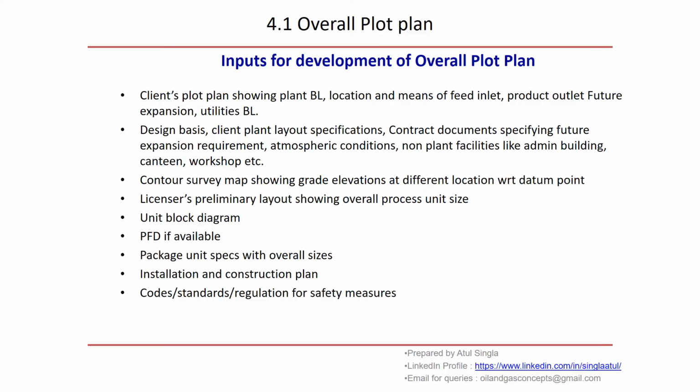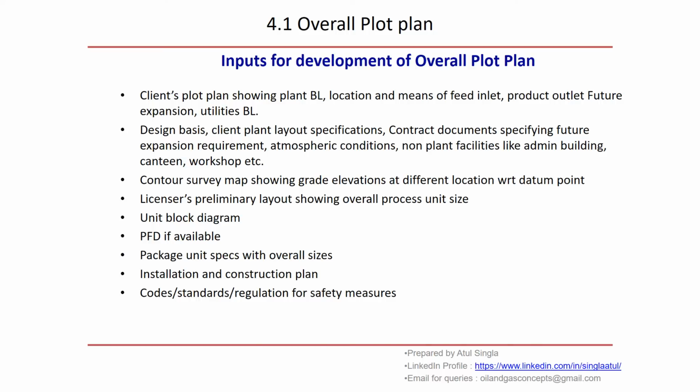plant layout specification, contract documents specifying future expansion requirement, atmospheric condition, non-plant facilities like admin building, canteen, workshop, etc. We need to have all this information in advance. Contour survey map showing grade elevation. These surveys are done at a very initial stage of the project and we get the grade elevation. Based on that, we fix the unit elevations. Accordingly, we decide further design activities.